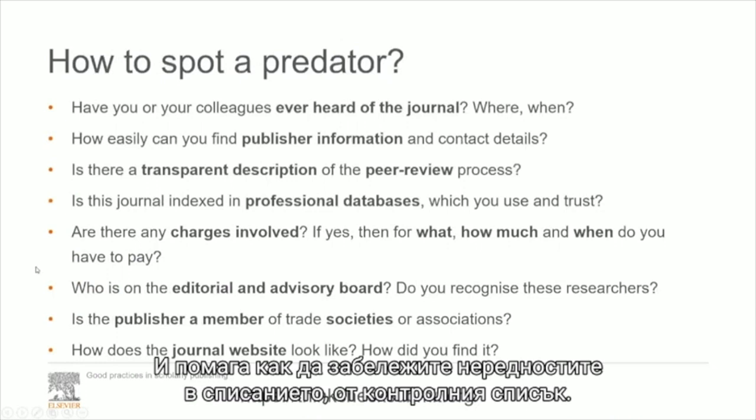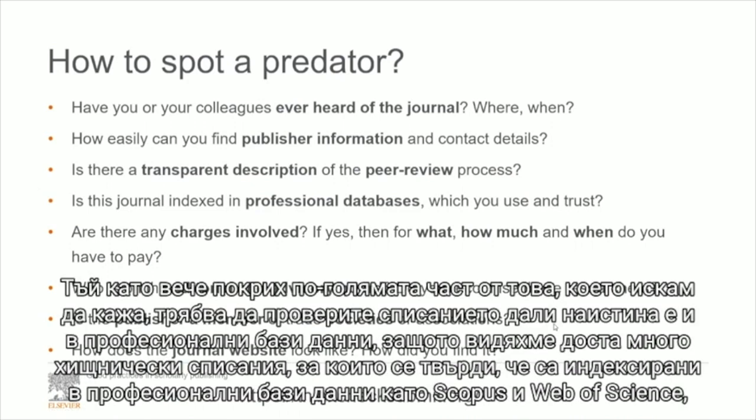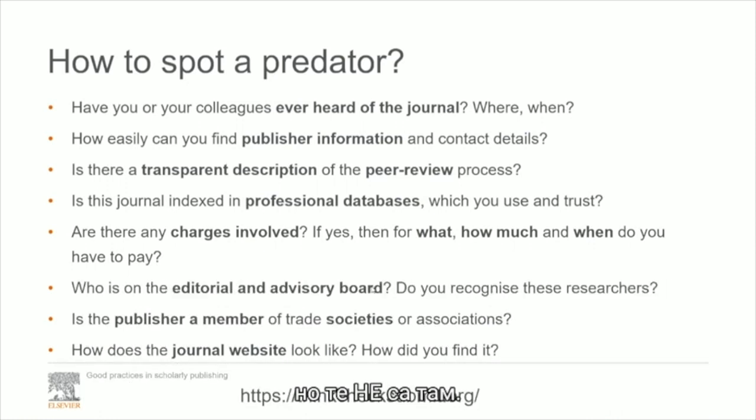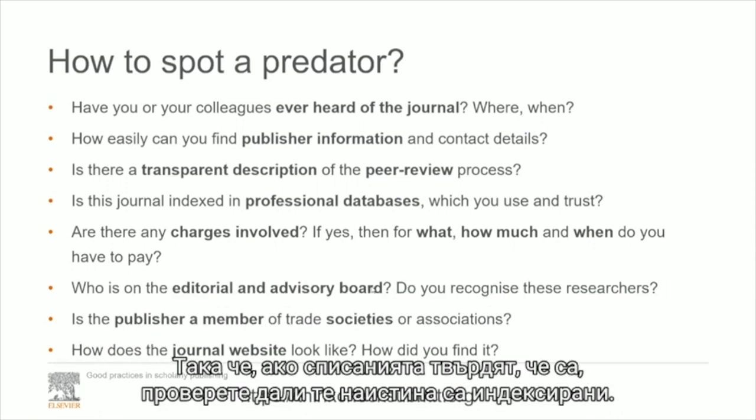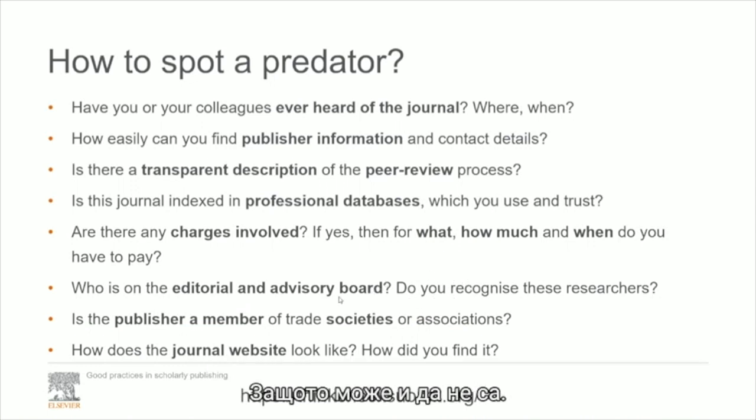And how to spot a predator. That is the checklist, but I will not go through it right now because I covered most of this already. Just what I would say is always check the journal if it really is also in professional databases, because we've seen quite on the rise predatory journals which claim to be indexed in professional databases like Scopus, like Web of Science, but they are really not in there. So if a journal claims they are, check if they really are indexed, because they might not be.